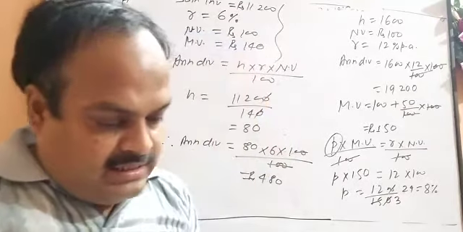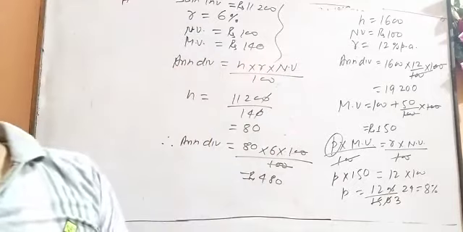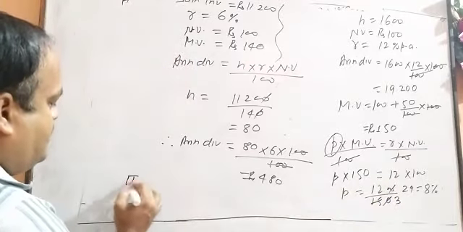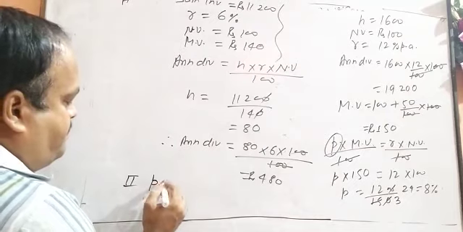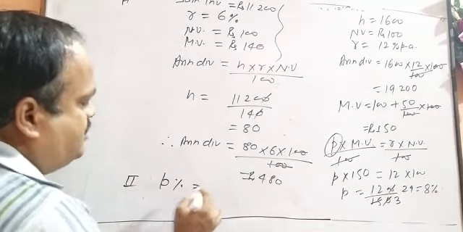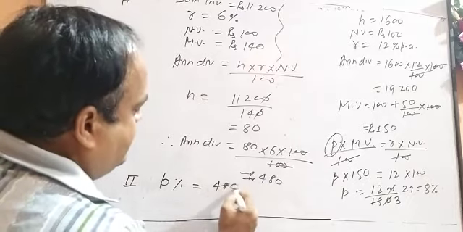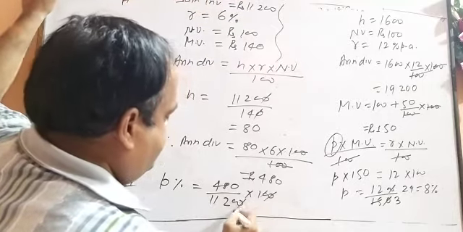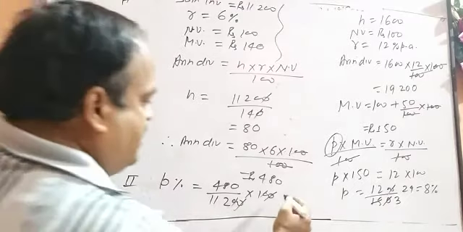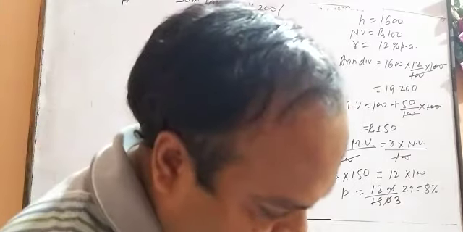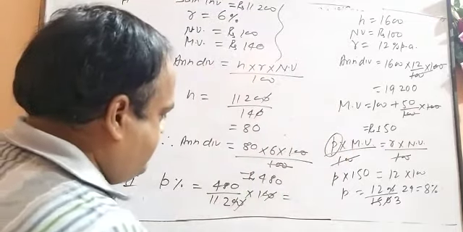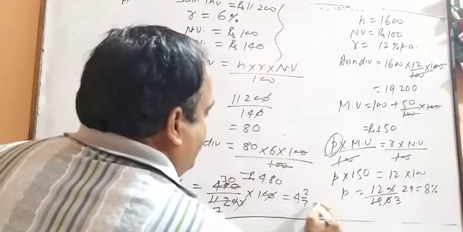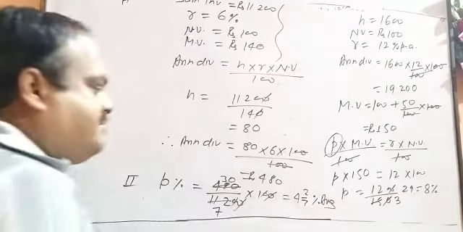Now, second part of the question. His percentage income on his investment, like the previous question, P, is equal to the annual dividend upon investment into 100, which comes as 30 by 7, that is 4 whole 2 by 7%. Answer. Thank you.